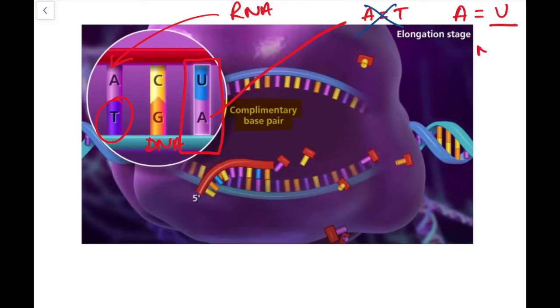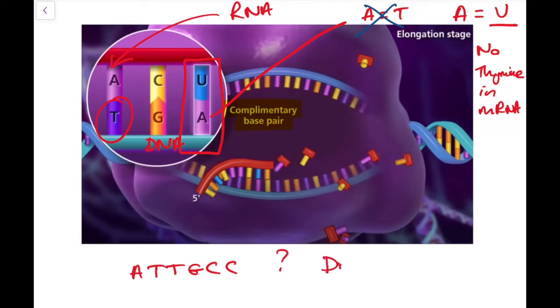There is no thymine in mRNA. So if you were to see two sequences and you see one is A, T, G, C, and they ask what is this? Well, you know it's DNA. But if you see A, U, U, G, C, C, what is it? You know it must be some type of RNA, and probably messenger RNA is a good guess.